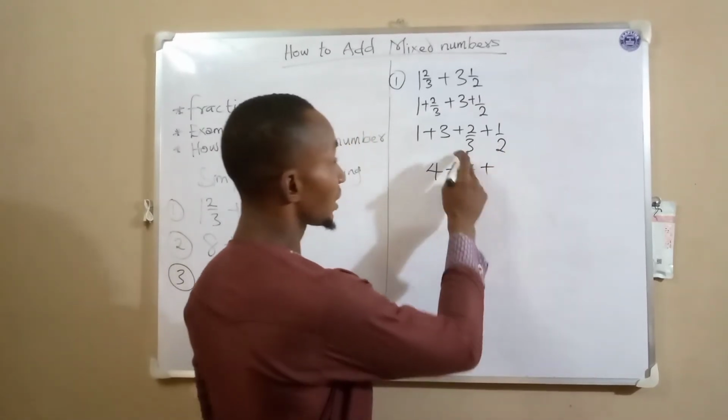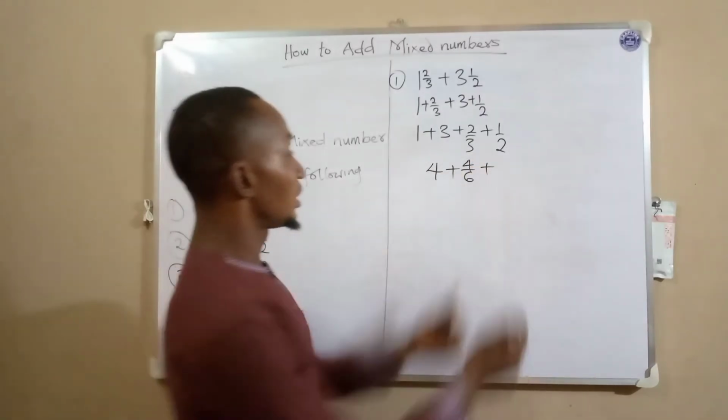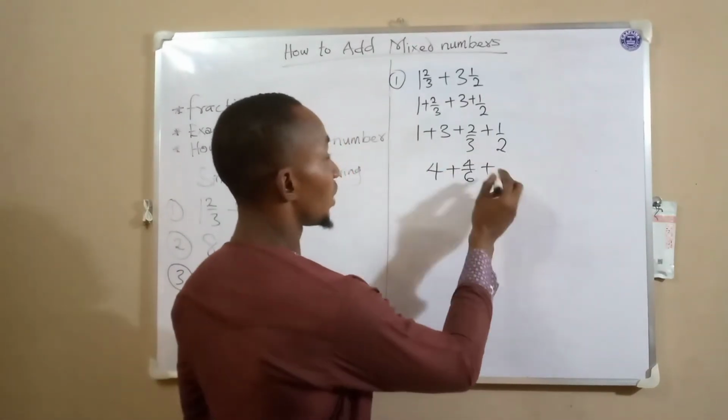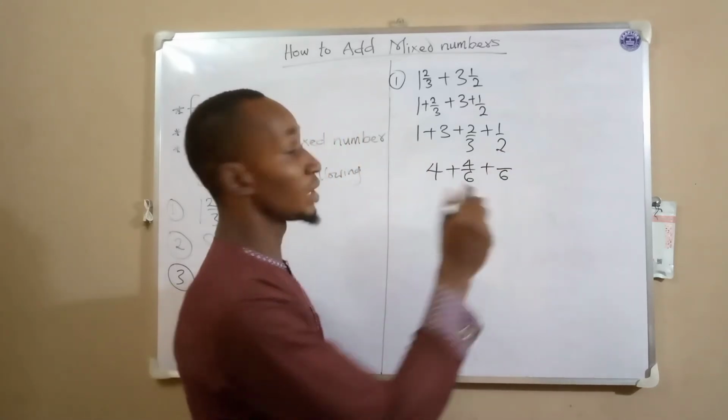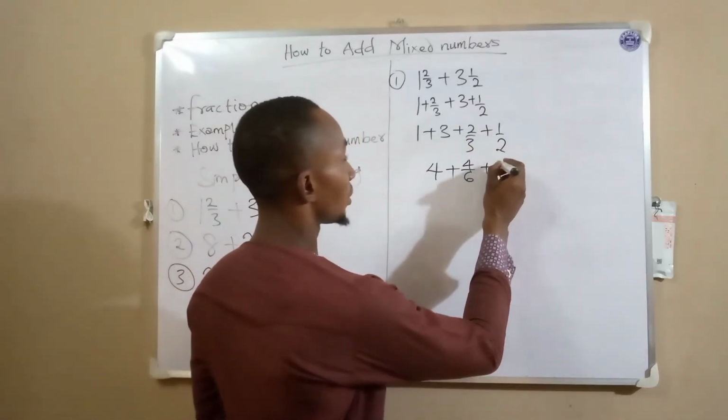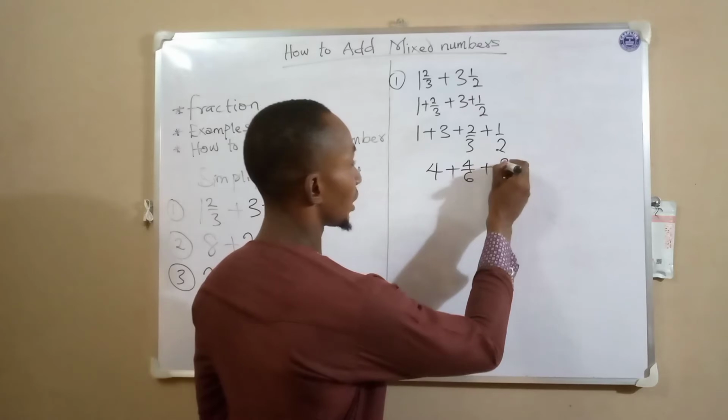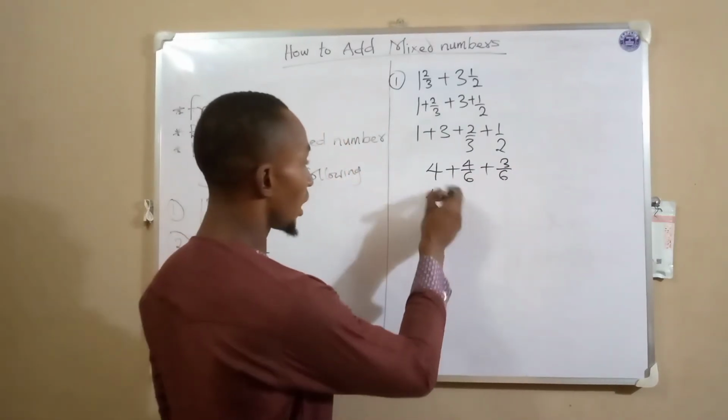Plus, what is that same factor that can divide this 2 without remainder? Which is 6. 6 divided by 2 is 3. 3 multiplied by this is 3 multiplied by 1 is 3. This is it. We move to the next step.